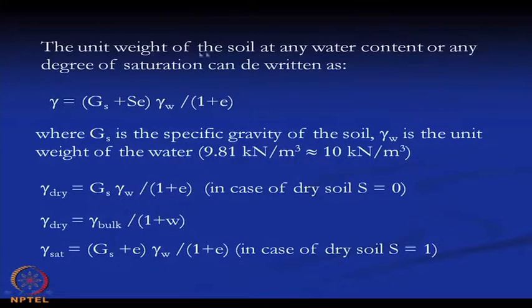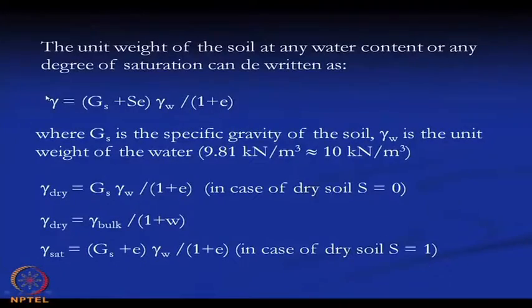Now, the unit weight of soil at any water content or any degree of saturation can be written as follows. As I have mentioned, soil can be in different stages: it can be in the completely dry stage, it can be in the completely saturated stage, or it can be in some normal stage where it is partially saturated, not completely saturated. So, at different conditions, how will we determine the unit weight of the soil?